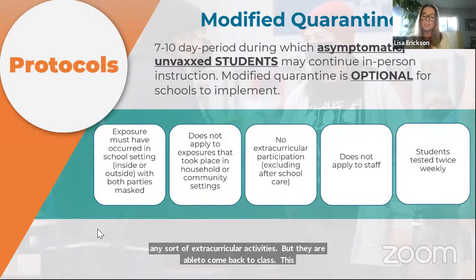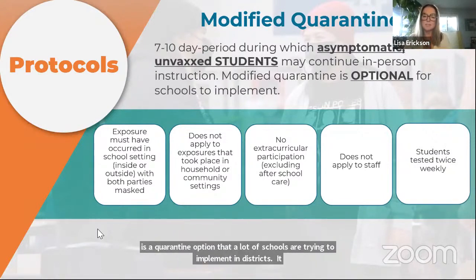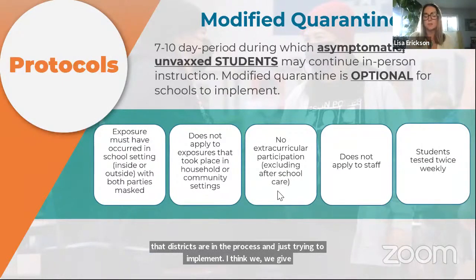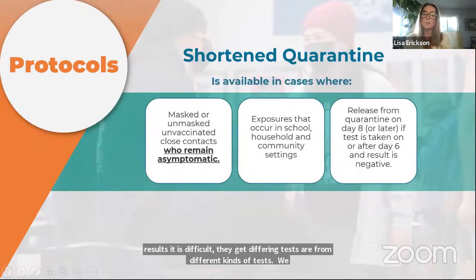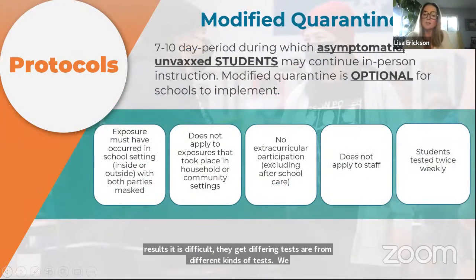It has been very challenging to track the students, the testing, to have the testing ready. Lots and lots of questions about this, but it is something that districts are in the process of just trying to implement. I think we give a lot of support around modified quarantine, questions all day long around how to do it, interpreting test results. It's very difficult. They get differing results from different kinds of tests. And so we're always kind of on the line trying to help schools manage this. This has also been challenging around communication because it's complicated. So parents don't often understand what this means.